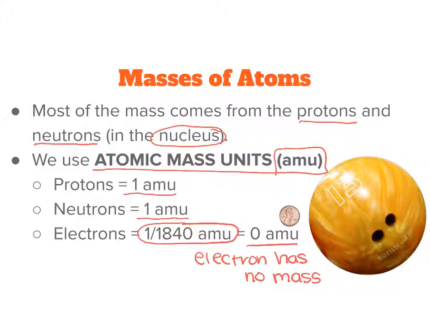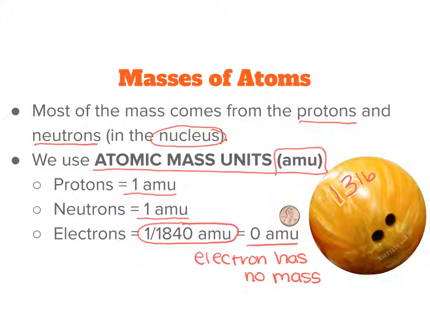If we're looking at the example on the slide, we've got a bowling ball, and the bowling ball here is a 13-pound bowling ball. And then we have our little tiny penny. If I set a penny on the bowling ball, I wouldn't be able to feel that penny. And so that's why we don't need to include it in our calculation of the mass.